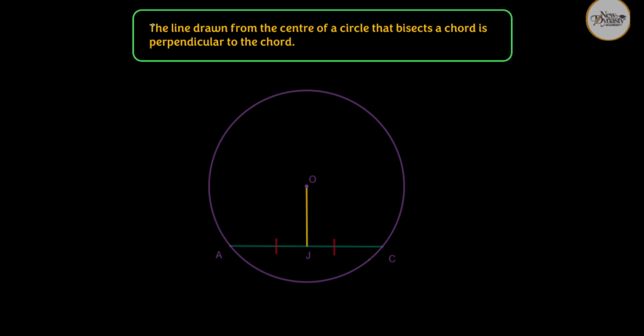Now moving on to the next theorem. It says the line drawn from the center of a circle that bisects a chord is perpendicular to the chord. So in this case, we are again given the circle with the center O and the line that is drawn from the circle. But in this instance, the line is bisecting the chord, making sure that AJ equals JC.